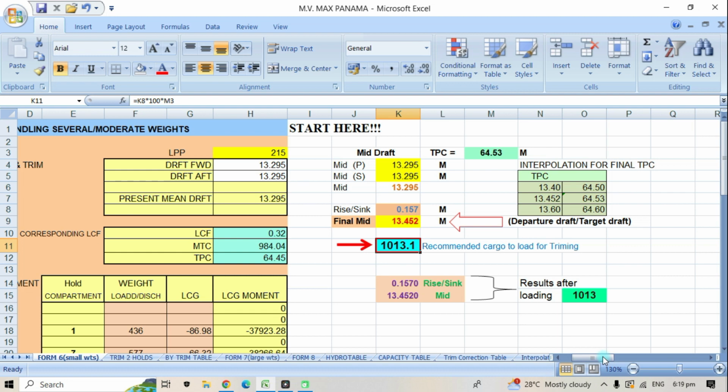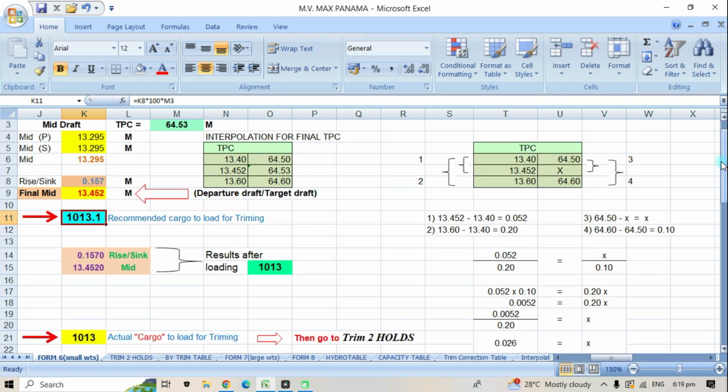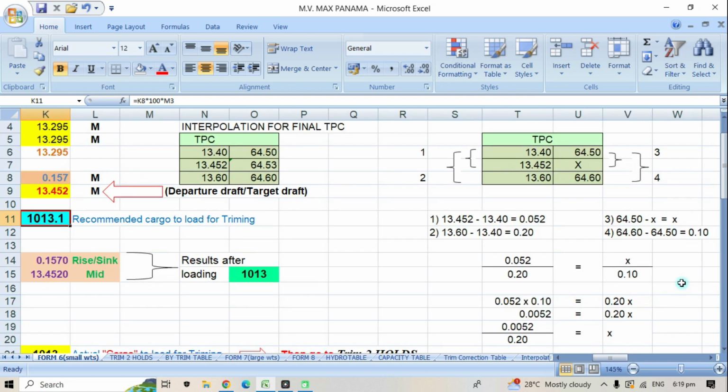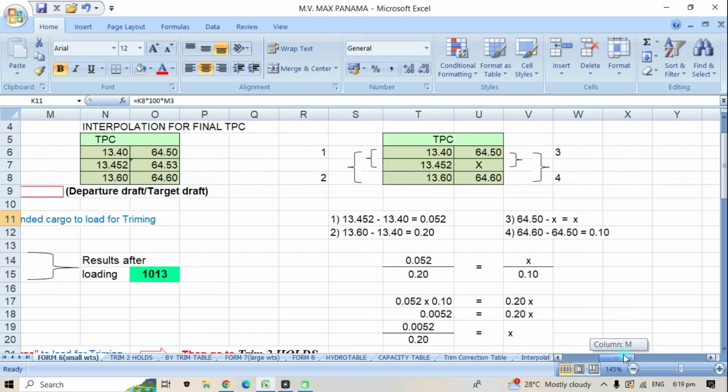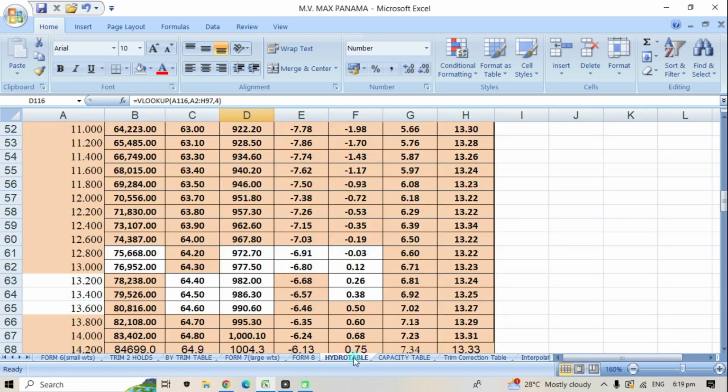Okay, so I have here already a format. Let's make this a little bigger. This is the mid drop of 13.452, and we will interpolate what will be the value of the TPC at this mid drop. We will solve the problem of how to get this 64.53. So 13.45 is in between 13.40 and 13.60.